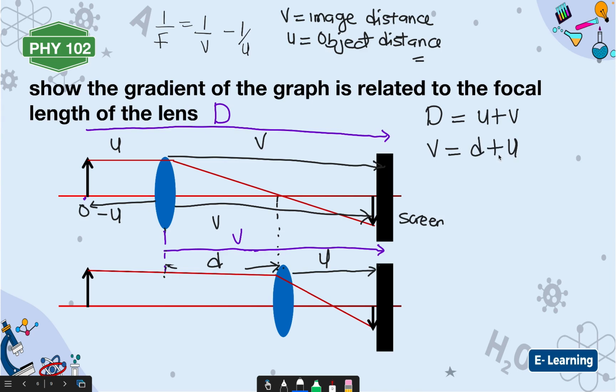v is equals to d plus u. All right. So what we are going to do next now is to make d the subject of the formula. There's something I was supposed to do here, but let me see if it will still follow the same approach.